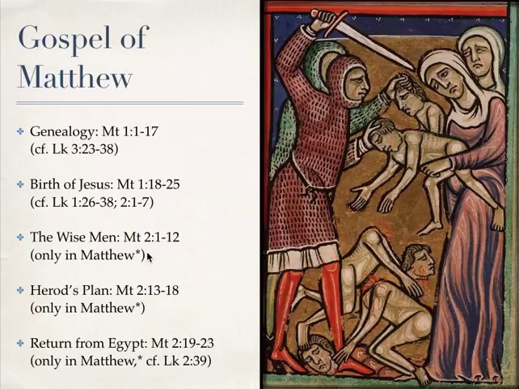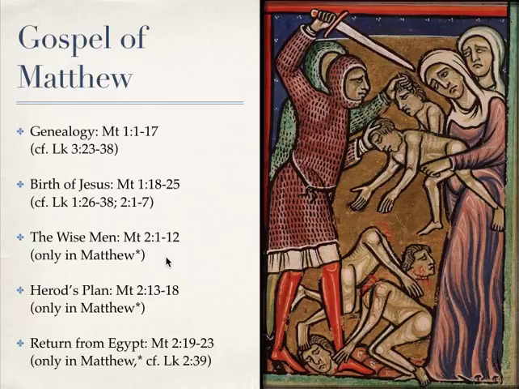So the Magi from the east go around. They find Jesus in Bethlehem. They bring him gifts of gold, frankincense, and myrrh. And then an angel warns them in a dream that they should not respond to Herod and let them go. So it's a pretty fascinating material, but it's only in Matthew. It's not in any of the other Gospels.